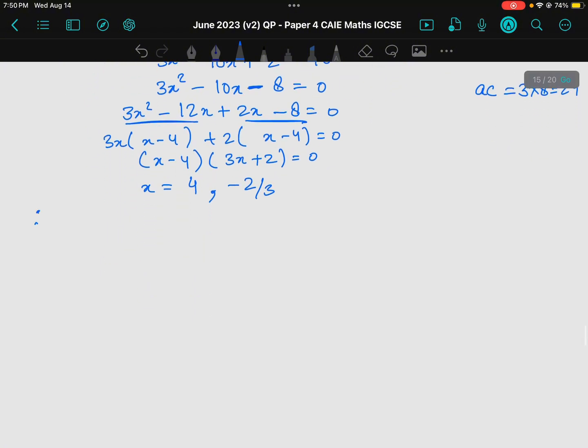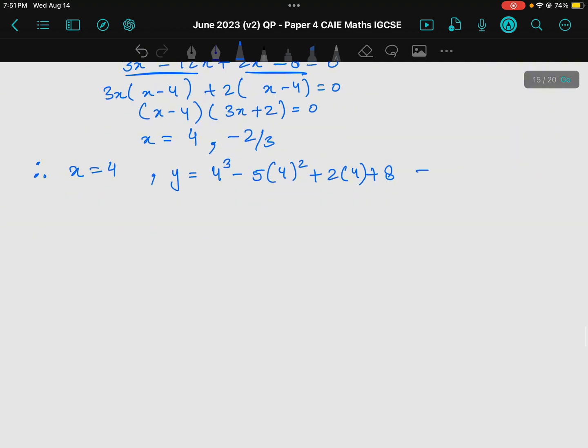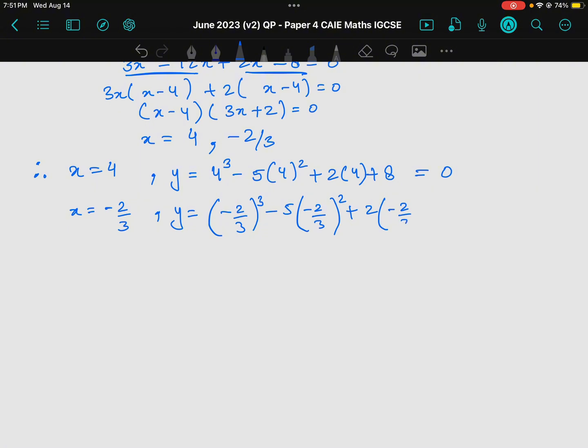So putting the value, when you put x equals 4, what is the value of y that you will be getting? 4 cubed minus 5 into 4 squared plus 2 into 4 plus 8. This is the value which will give you 0. When x equals minus 2 upon 3, what will be the value of y that you will be getting? Minus 2 upon 3 whole cubed minus 5 into minus 2 upon 3 whole squared plus 2 into minus 2 upon 3 plus 8, which will be 112 upon 27.